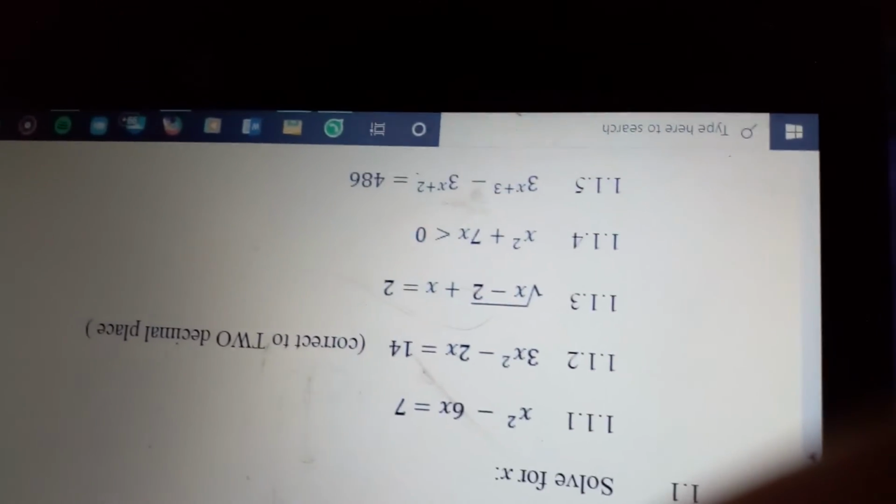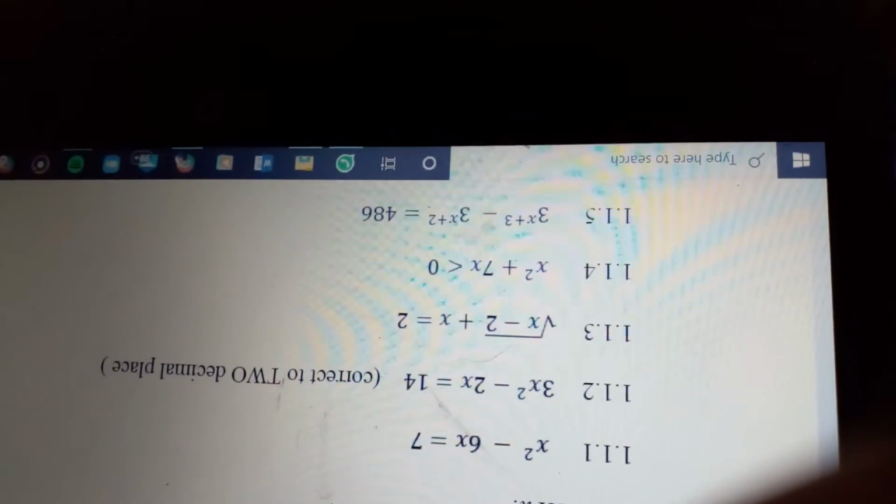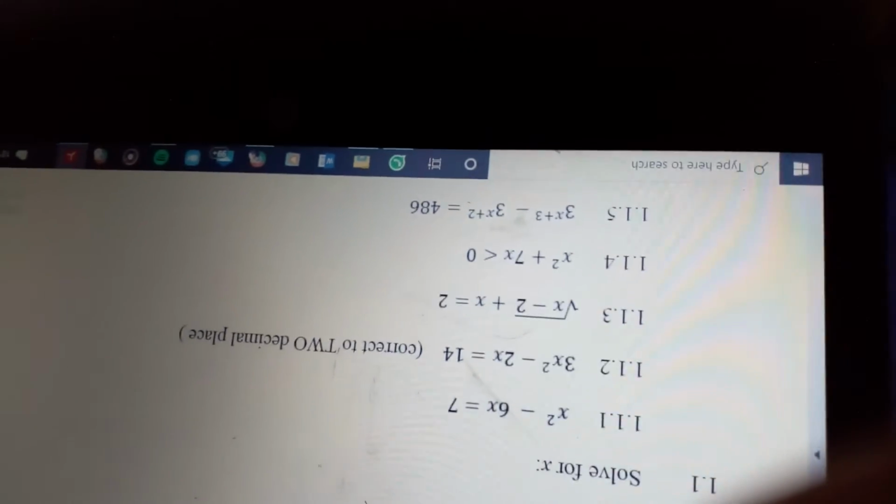So let's go to the last one for the day, which is 3 to the power of x plus 3 minus 3 to the power of x plus 2 is equal to 486. Yeah, this one is the exponents. They are tricky, but don't worry. Oh, sorry, the previous one was out of 3. The one for now is out of 4. Let's work it out.